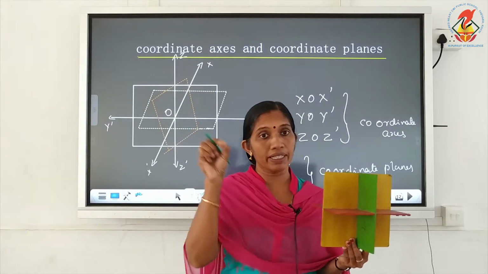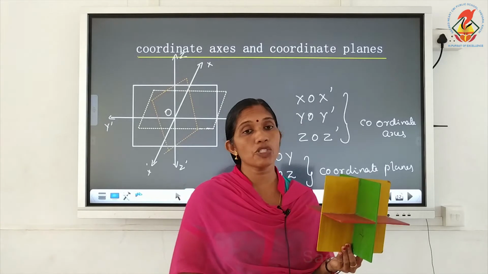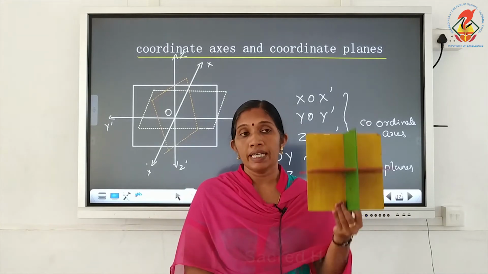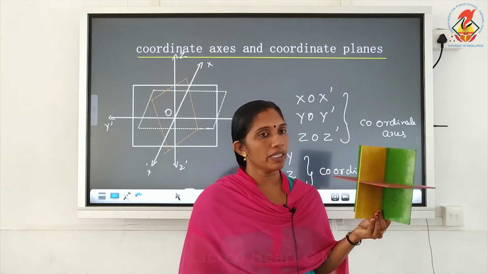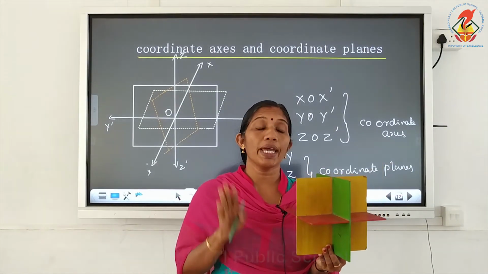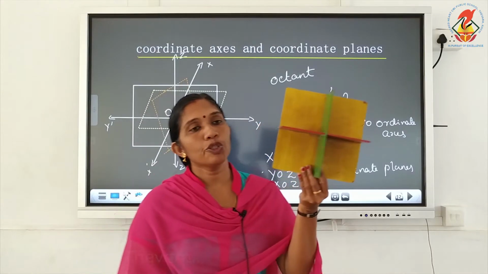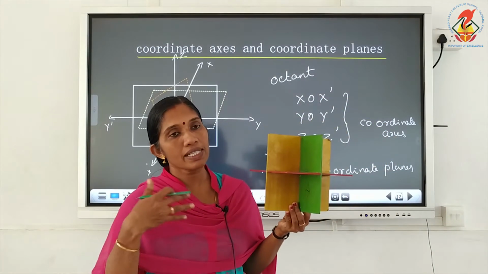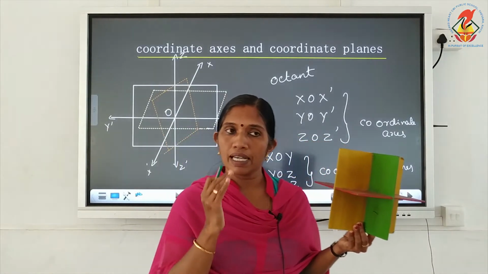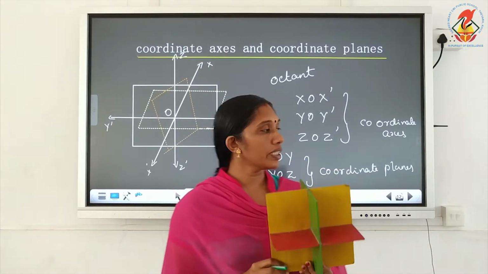The x and y axes divide the plane into 4 equal parts. Each one is known as a quadrant. Here the 3 planes, xy, yz and xz, divide the space into 8 parts. Each part is known as an octant. So how do we name the octants and what are the signs? For the first quadrant, x and y are positive, and the second is like that, we know that. In the same way in octants also.